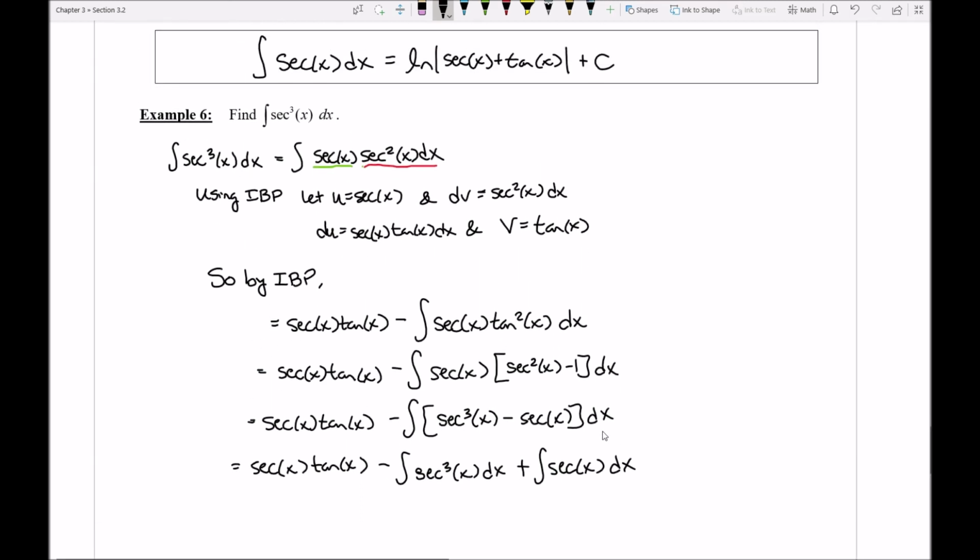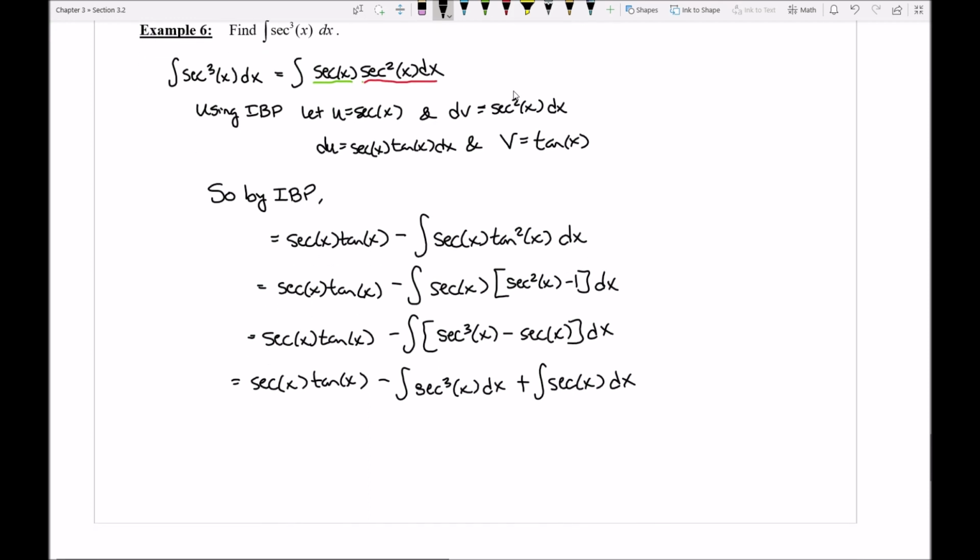Oh, and wait a minute. Notice what I have up here in the box. I have my secant of x integral, and we already found what that is. So that's very, very convenient. It's going to give me secant of x, tangent of x, minus integral of secant cubed. Here I can put in that natural log, absolute value, secant x plus tangent x plus c. Okay, so that's perfect. But what the heck do I do with this integral of secant cubed?